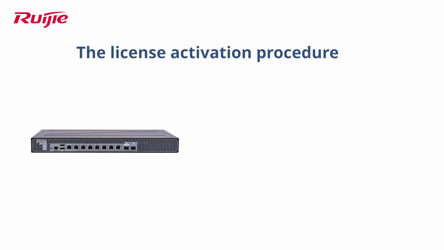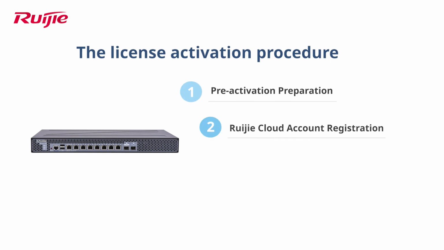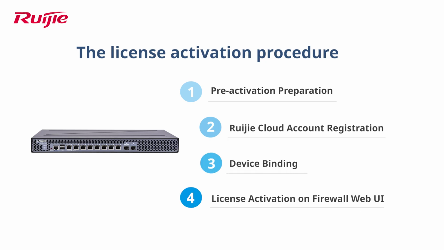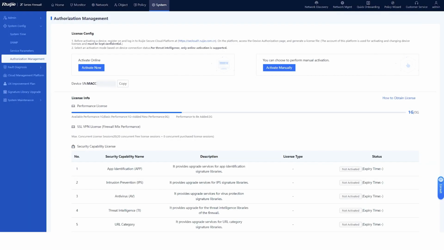The license activation procedure includes pre-activation preparation, Ruijie Cloud account registration, device binding, and license activation on the firewall web UI. Before activation, obtain the device SN and license code.